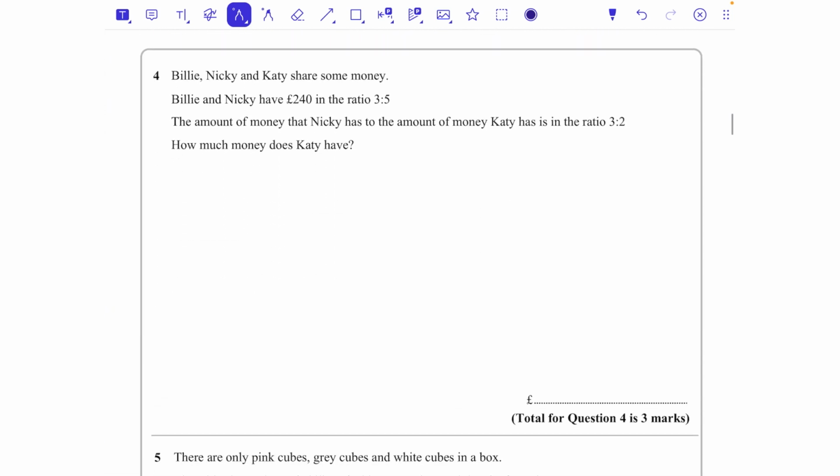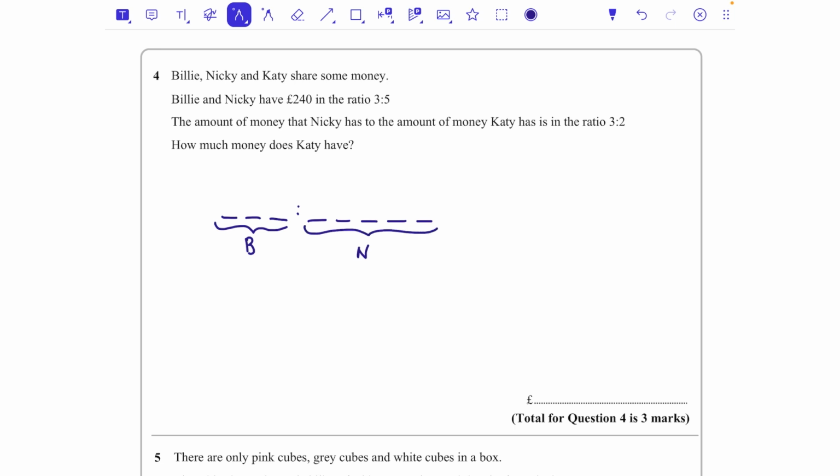Question number 4. Billy, Nikki and Katie share some money. Billy and Nikki have £240 in the ratio 3 to 5. Okay, so when we're doing ratio, you guys will know I like to do my little lines here. 1, 2, 3, 1, 2, 3, 4, 5. So Billy has these 3 piles of money and Nikki has these 5 piles of money.